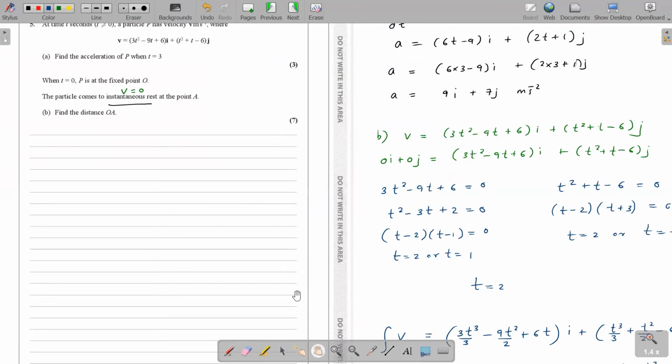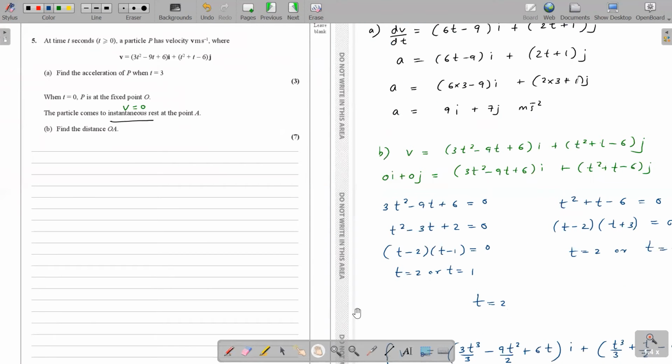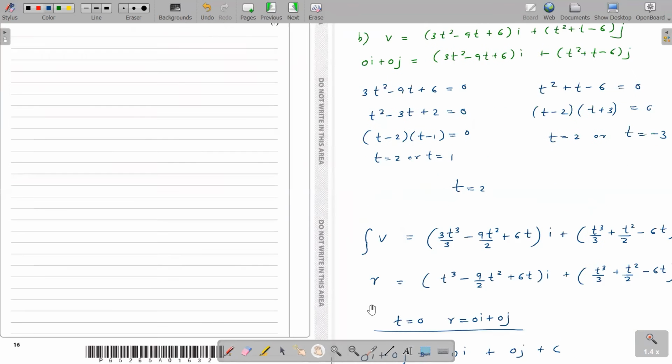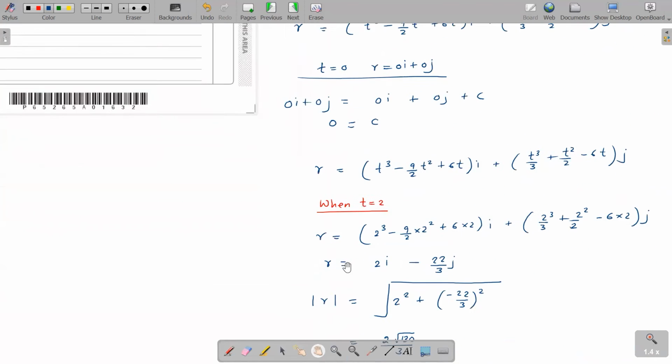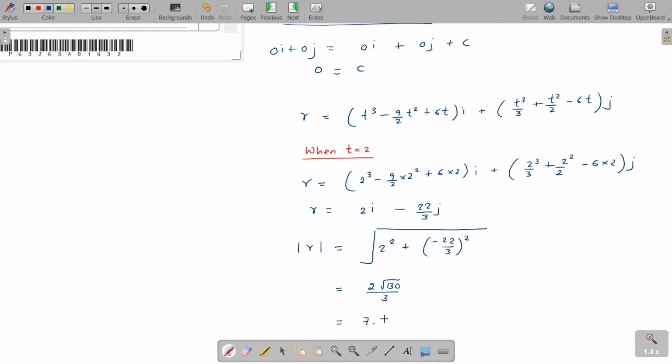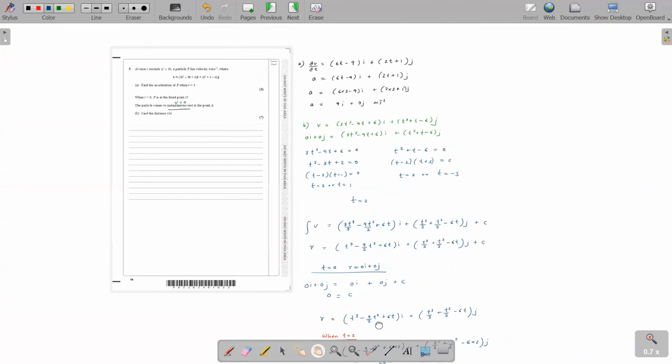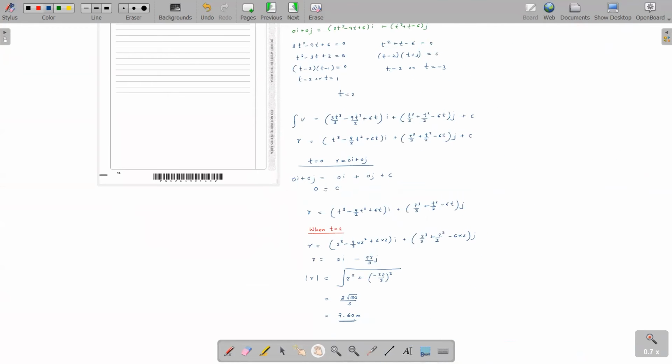Write the 3 SF answer as well. They want us to find the distance OA, so let's give the 3 SF answer as well. 7.60 meters. Okay, so this is the answer. Are you okay with it? Is this clear?